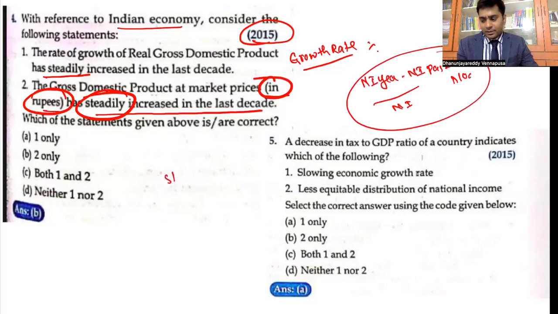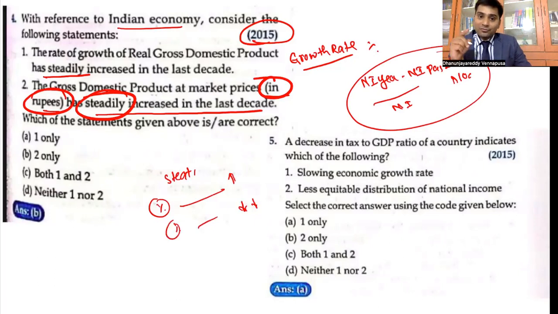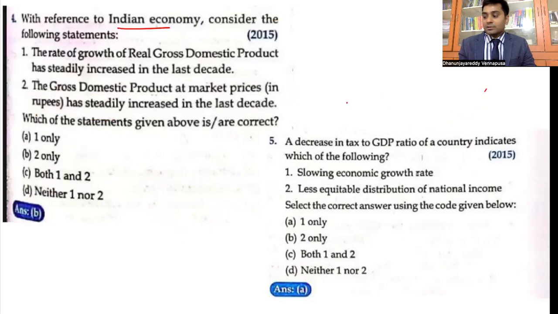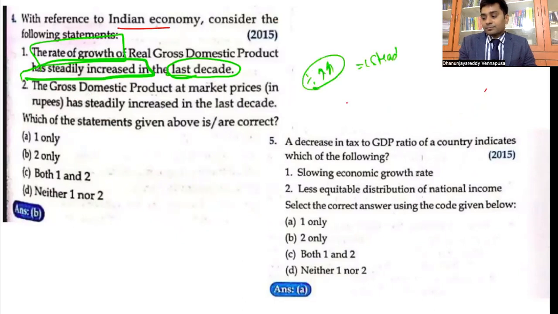Whenever there is steadily, majority of the times percentages cannot have a steady increase or a steady decrease. In percentages, it is very difficult to have continuous growth for a decade. Look at the term, for a decade. It is a very long period. For long periods, percentages cannot grow steadily. This is the concept. Always remember this. In the last decade, steadily. What is percentage? Growth rate is percentages. Percentages cannot increase steadily. That you remember always. But absolute numbers can increase steadily.